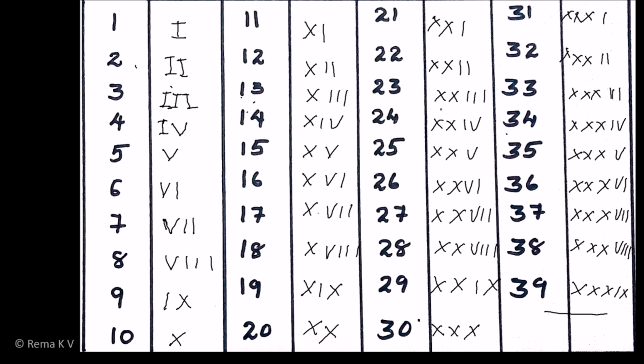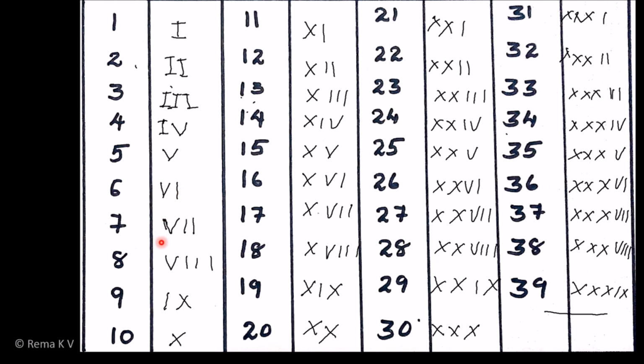So this is for 1, 2. 2 means this I is repeated 2 times. 3, I is repeated 3 times. Then 4. 4 is 1 less than 5. So we are writing I to the left of V. I and V is IV. This is for 4. Then 5. For 6, 6 means it is 1 greater than 5. So we are writing I to the right side of V.